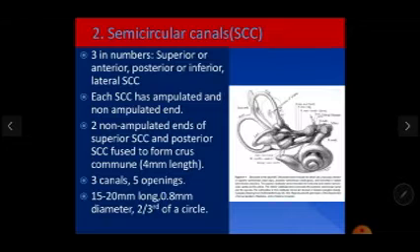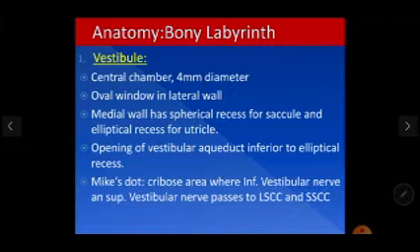Yes, the utricle will be lying posteriorly, so this elliptical recess will be lying posteriorly and the spherical recess will be anterior. Now the opening of the vestibular aqueduct lies inferior to the elliptical recess. As I have repeatedly told you, the vestibular aqueduct houses your endolymphatic duct. So that opening lies inferior to the elliptical recess.